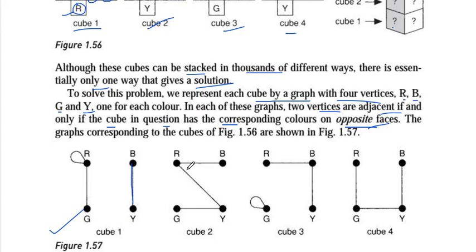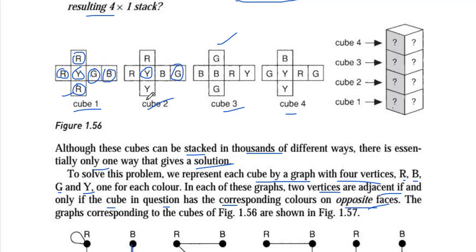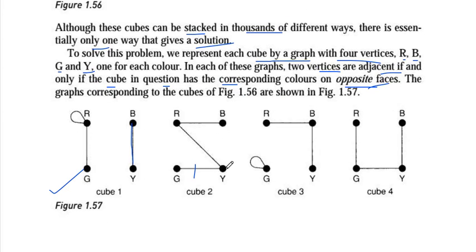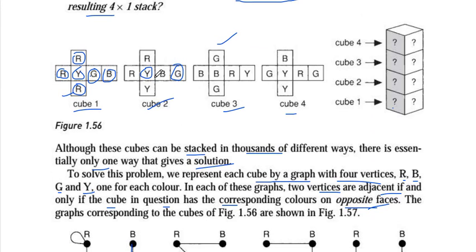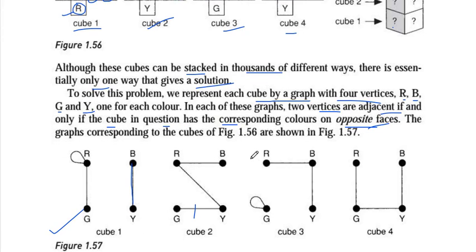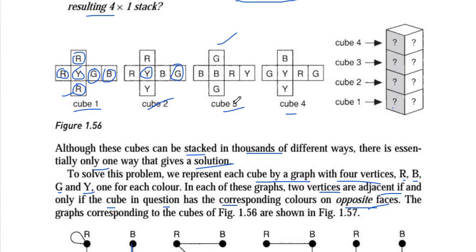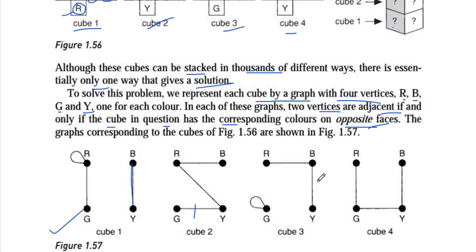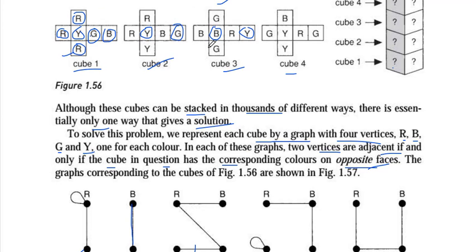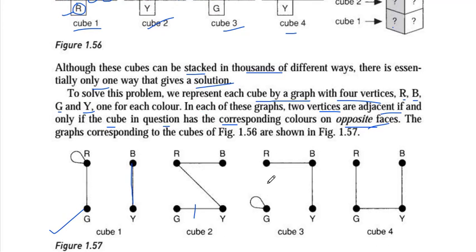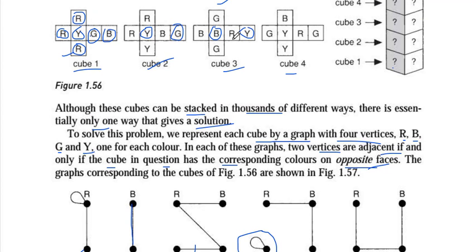Then cube 2: top yellow and bottom green, joined with an edge. Then red and yellow joined with an edge. Then red and blue joined with an edge. Cube 2 done. Cube 3: blue is opposite to yellow, so it is joined with an edge. Green is opposite to green, so it is a loop. Blue is joined with R.